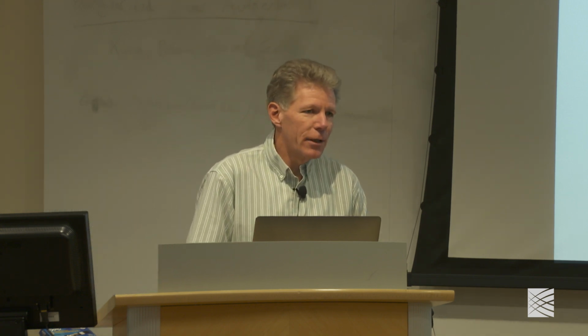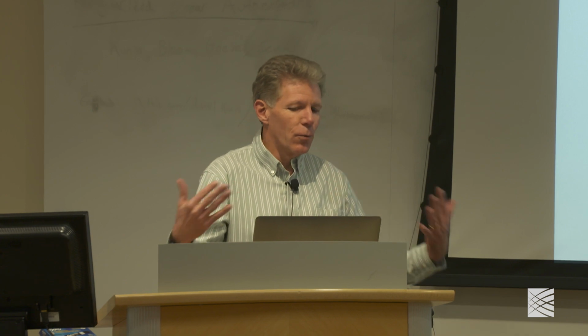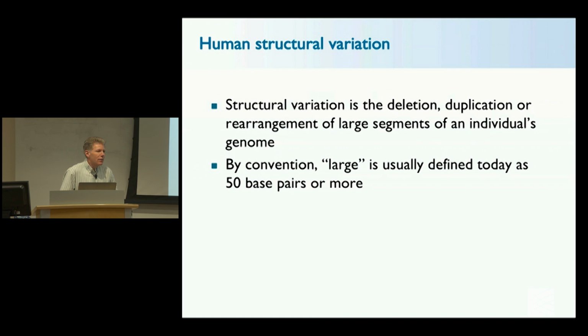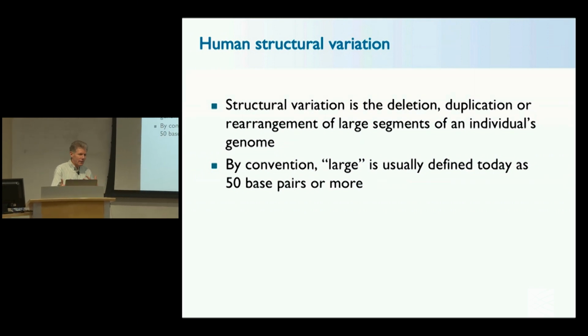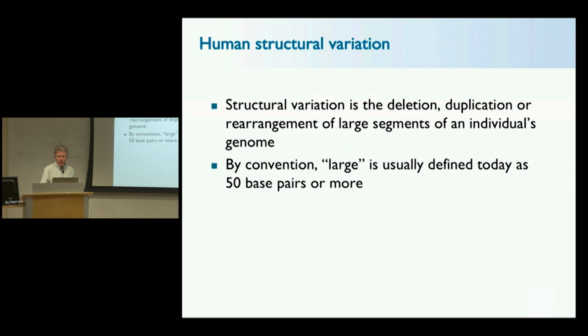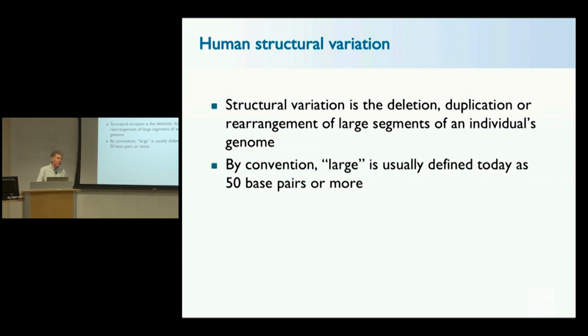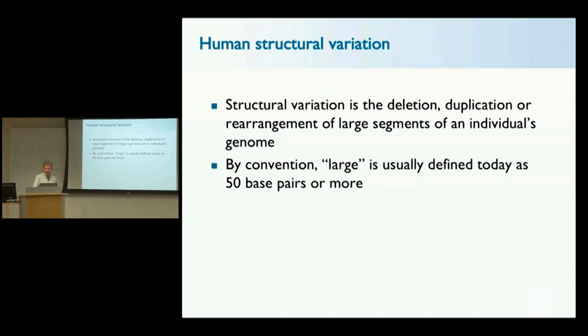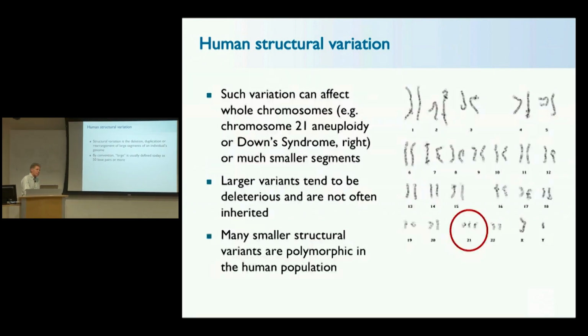So just to level set in terms of definition, structural variation is really the deletion or duplication or rearrangement of large segments of an individual's genome. Over time, the definition of large has actually changed, although as a practical matter today, we set an arbitrary cutoff of 50 base pairs. Things below 50 base pairs are usually things that you'll see registered in dbSNP. dbSNP doesn't like things larger than 50 base pairs, and in the era of sequencing, we've taken 50 base pairs as the cutoff for where we arbitrarily decide things fall into the realm of structural variation.